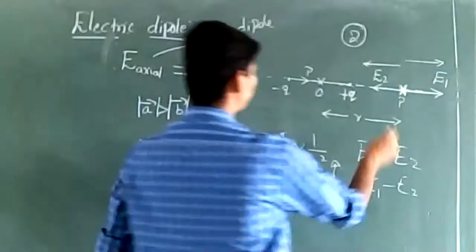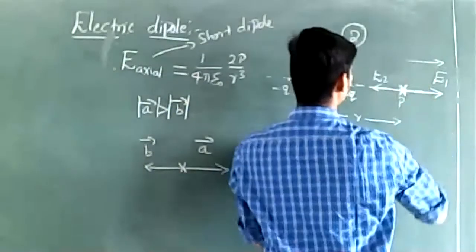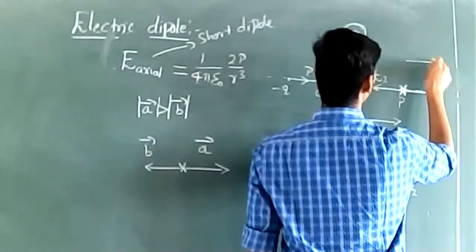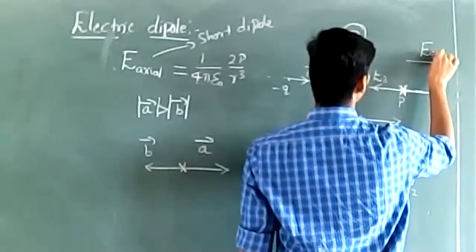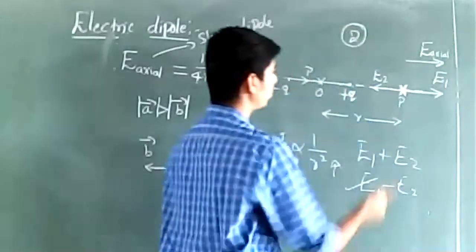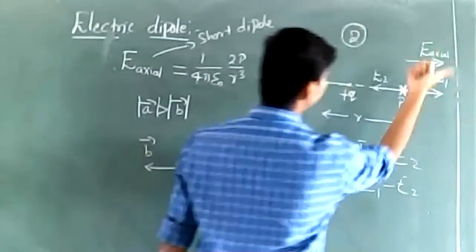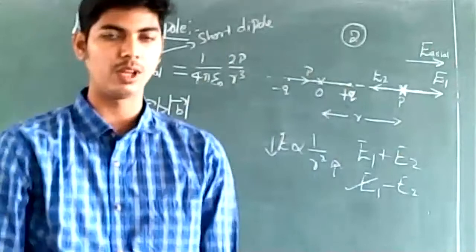It should be in the direction of E1. Whichever vector is greater, the resultant vector will also be in that same direction. So this is the net electric field at a point on the axial line, and this is the direction of the electric field at a point on the axial line of the dipole.